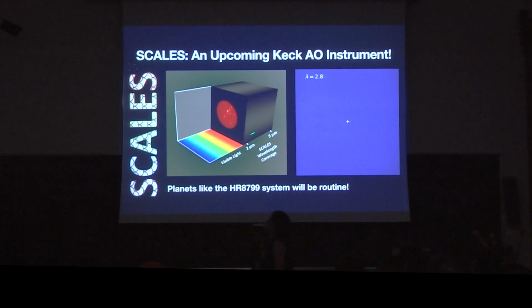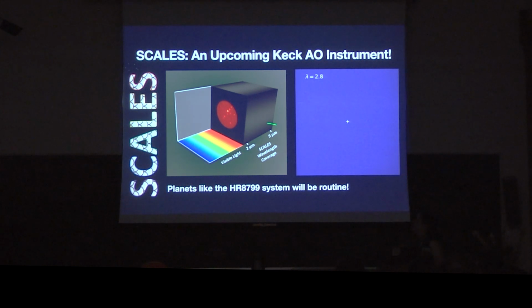It's an instrument that gives you simultaneous imaging and spectra. So basically, the way to think about a SCALES data product is you have an image at a whole bunch of different wavelengths, and you get that by picking off different points in your image and spreading the light out with a prism.